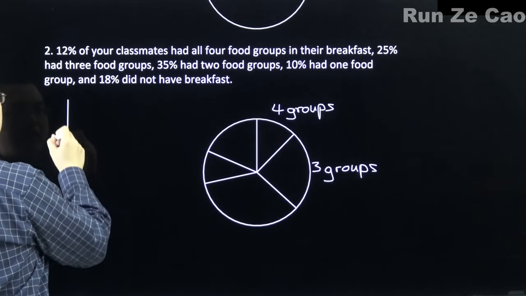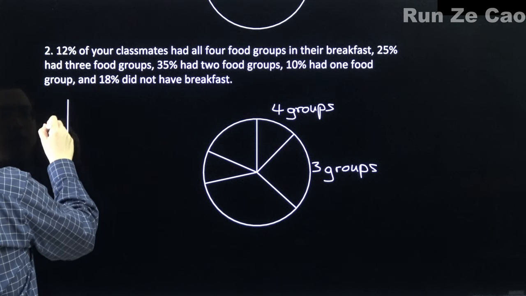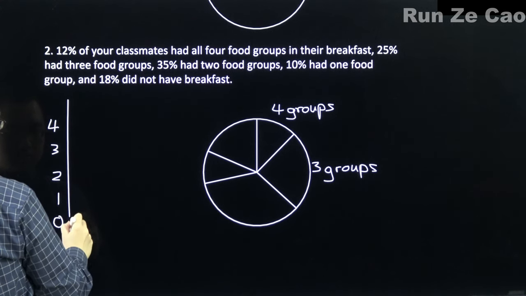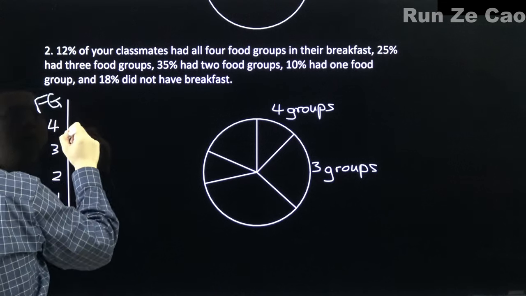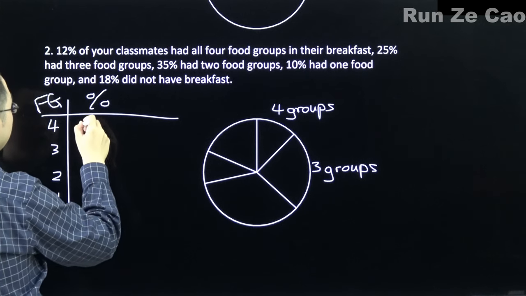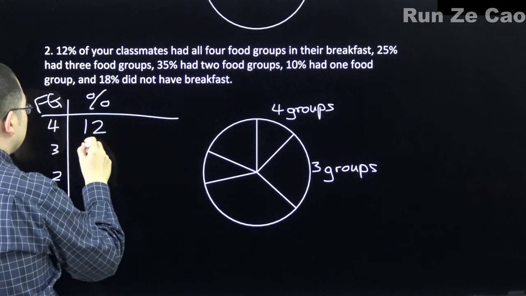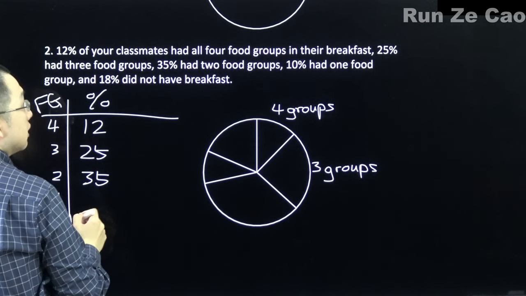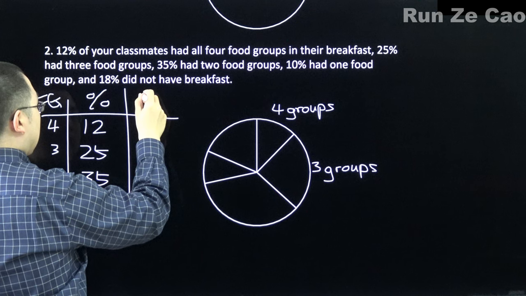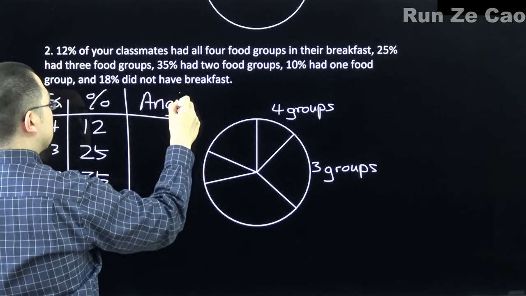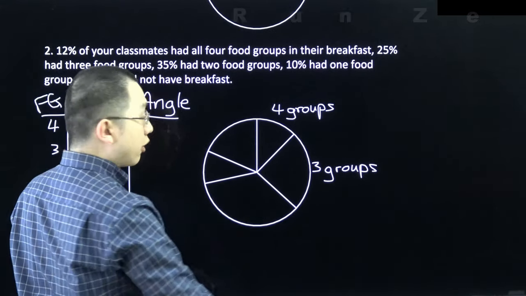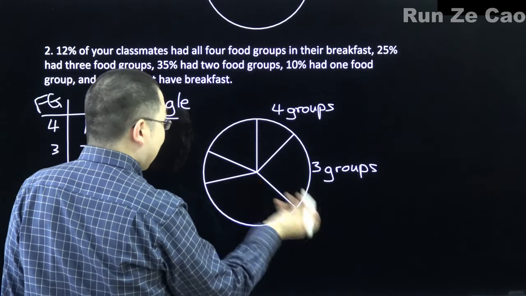Of course, a table is recommended. You'd have 4, 3, 2, 1, and 0. This is food groups, and this would be percent. So I'm just going to write this out for y'all's benefit: 12%, 25%, 35%, and then 10%, and 18%. And then you'd have angle, and do what I just said. After that, you plot these out using a protractor. And that's that.